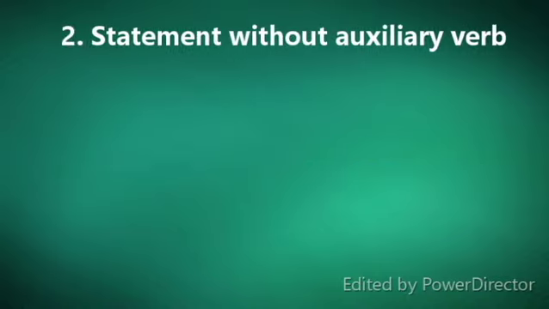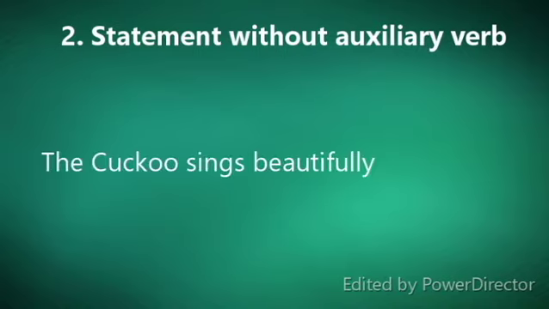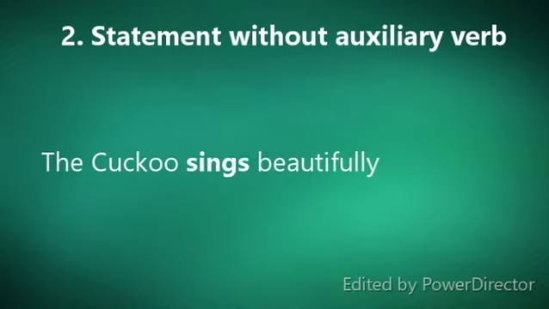Number 2. Some sentences don't have an auxiliary verb. Example, the cuckoo sings beautifully. In this sentence, sings is the verb. It is the main verb. So we have to divide it: does plus sing. Now start with the does.